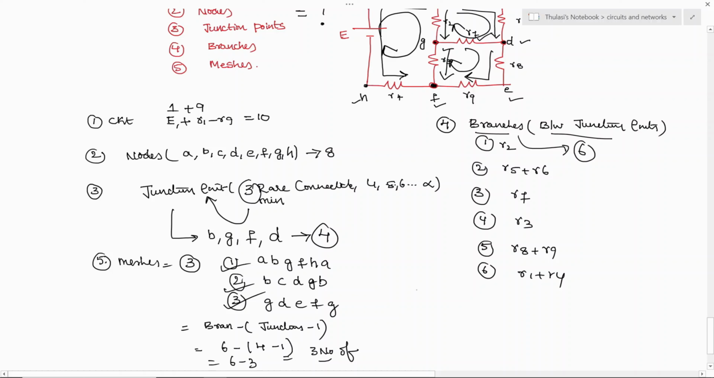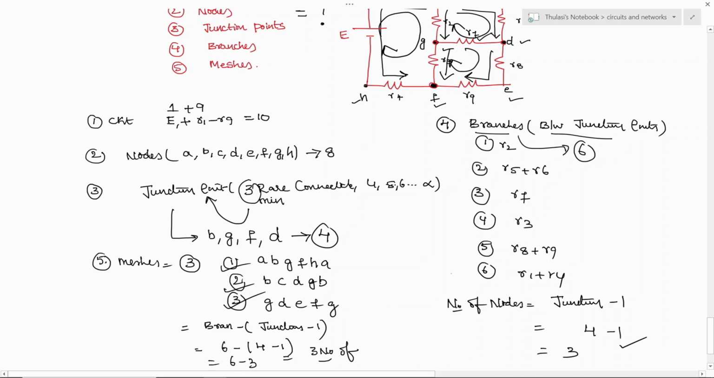Next, we need to identify the number of nodes in the network. The number of nodes is equal to the number of junctions of the network minus 1. How many junctions are there? 4 minus 1 is nothing but 3 nodes.